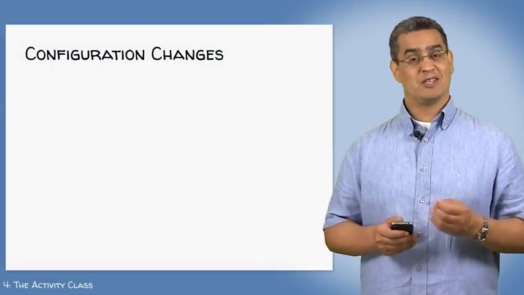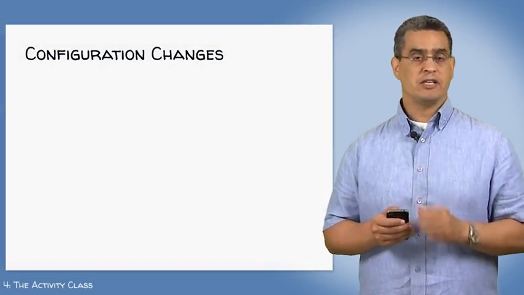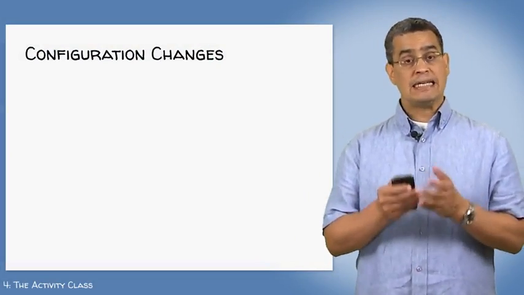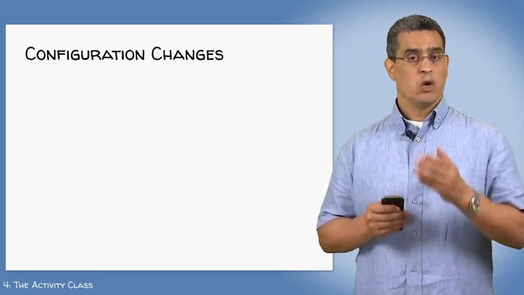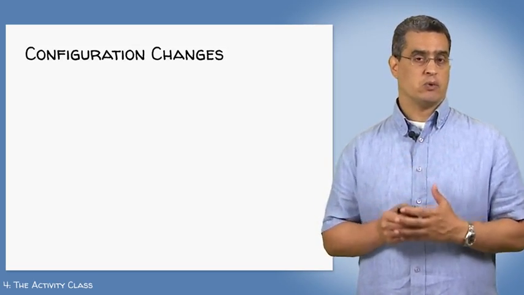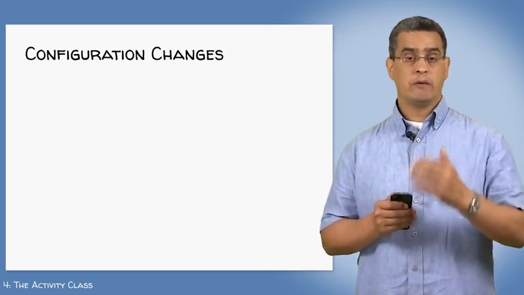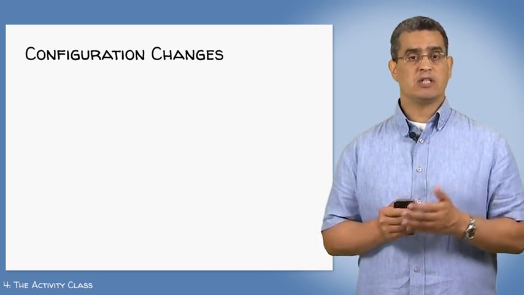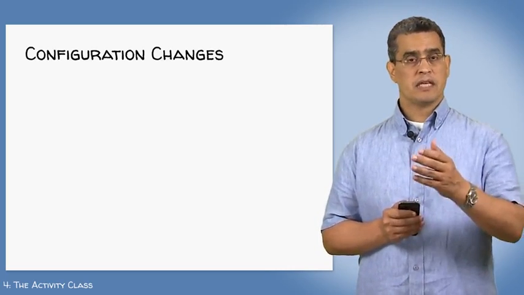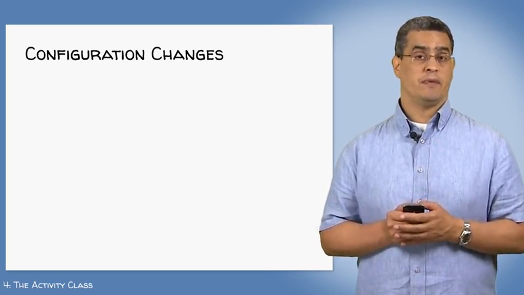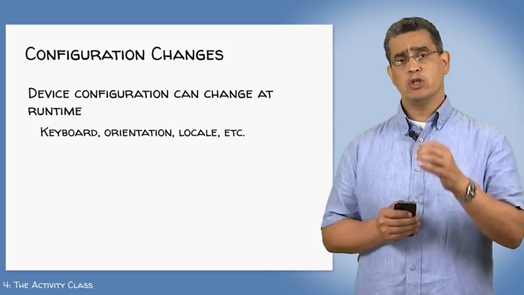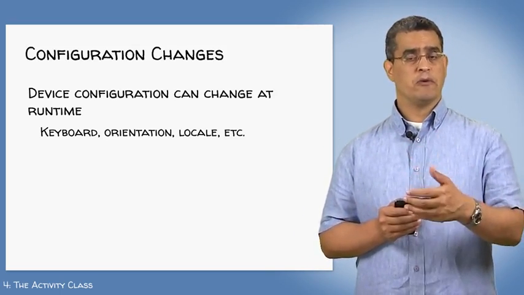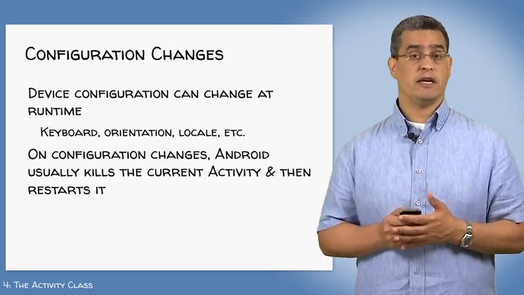The last topic I'll discuss today is handling configuration changes. A device's configuration refers to device and application characteristics related to application resources, things like languages used, screen size, keyboard availability, and device orientation. Now, these characteristics can change at runtime, and when they do, Android will usually kill the current activity and then restart it with the appropriate resources for the changed configuration.